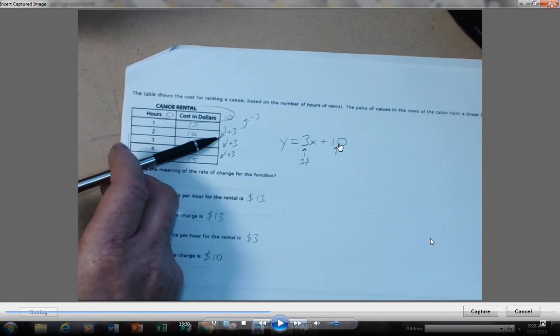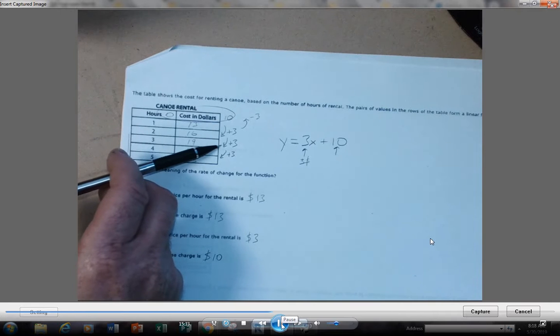The zero term is your base charge. But then after 1 hour, you spent 13 total. And again, you get that 13 by after 1 hour, you spent $3 plus that $10 deposit. You total $13 after 1 hour. It's not $13 per hour. That's what they're trying to get you into thinking. It's $3 per hour. So be careful.